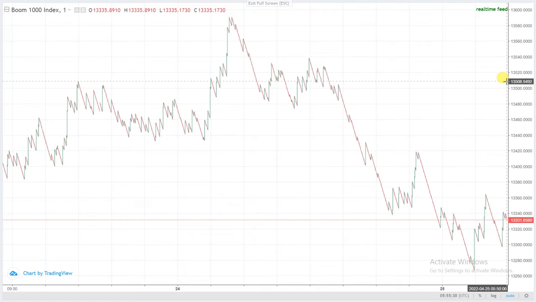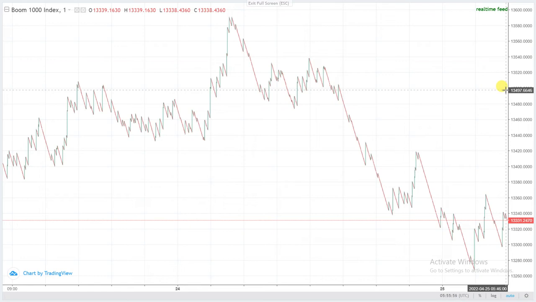Okay, so we have a chart open at the moment. This is Boom 1000, one of the instruments. How it simply works is there are 6 instruments. There are 3 instruments that we only trade to the upside, and 3 instruments that we only trade to the downside. That's how the strategy works.